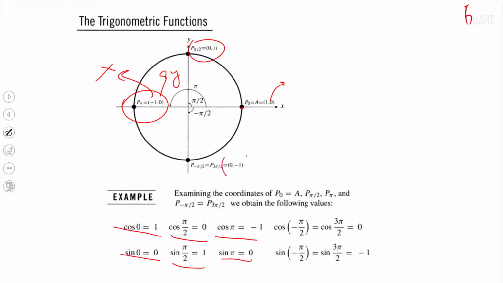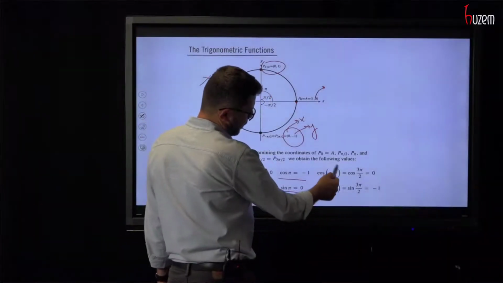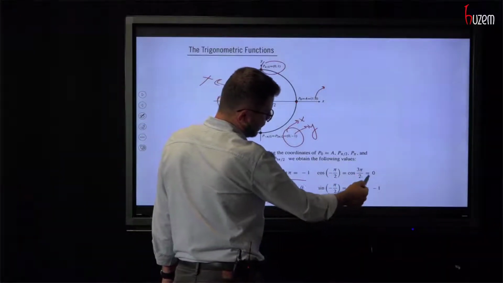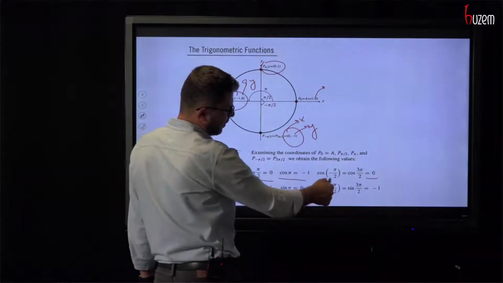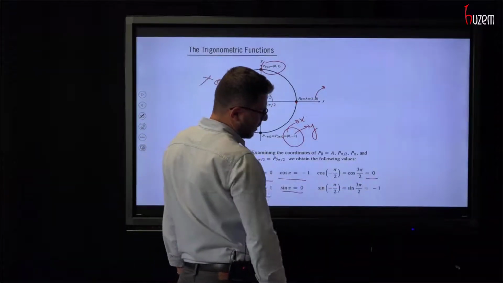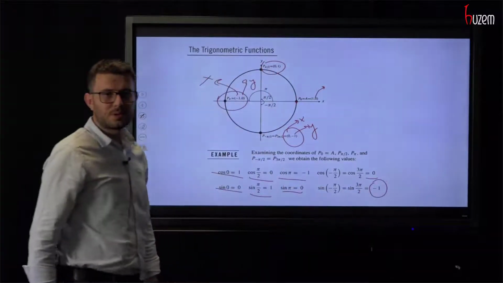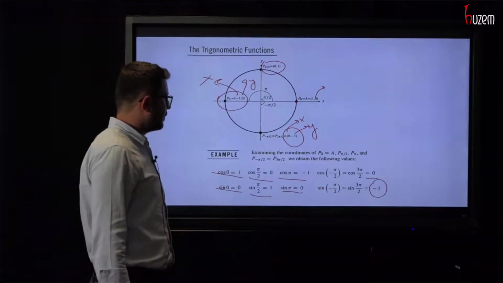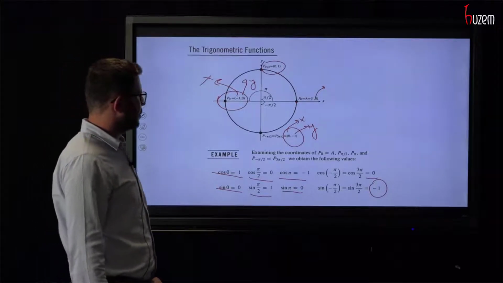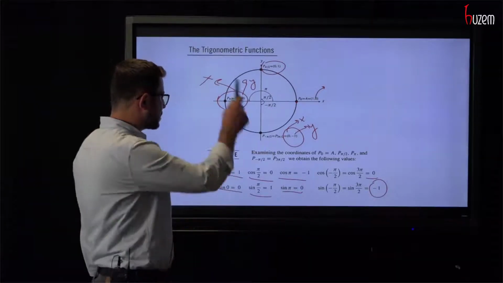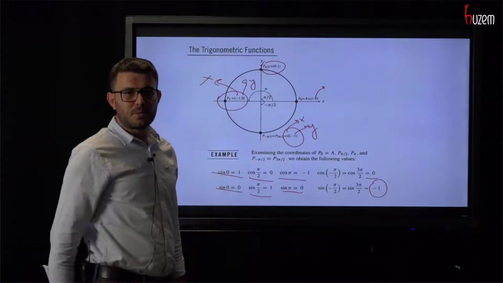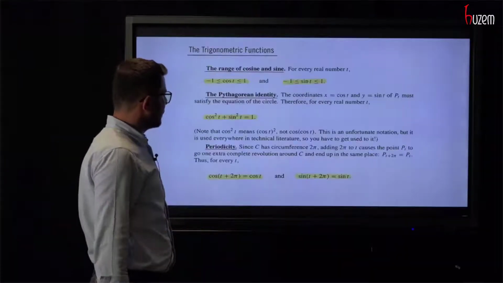The last one is negative pi halves or 3 pi halves. We will see the x coordinate is 0 and the y coordinate is -1. So that means cosine of negative pi halves, or cosine 3 pi halves, is equal to 0, and sine of negative pi halves, or sine 3 pi halves, is equal to -1. So these are the well-known values of cosine and sine functions. Whenever you are stuck with the values, you can always draw a unit circle and then identify their values easily using this strategy.